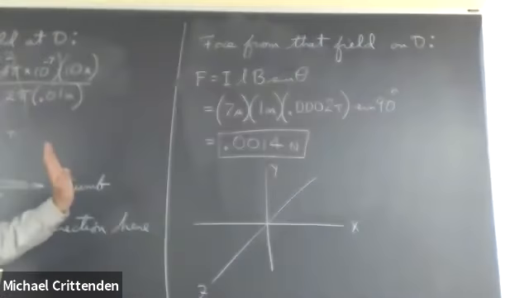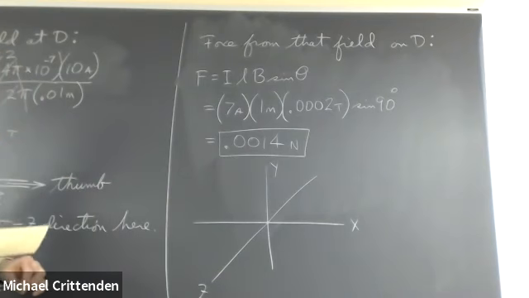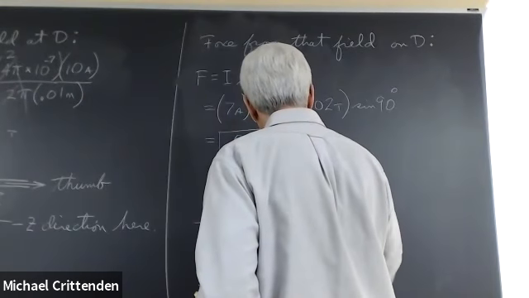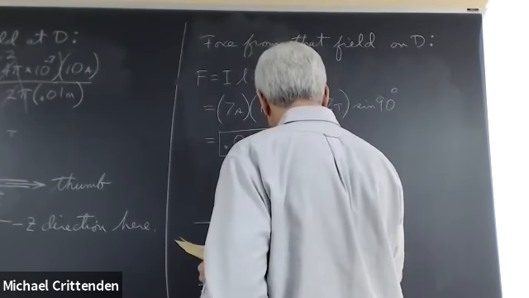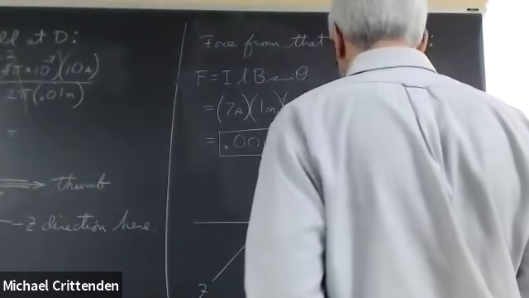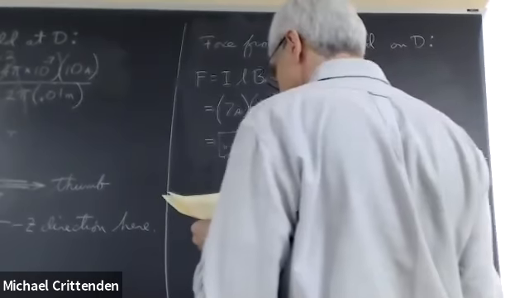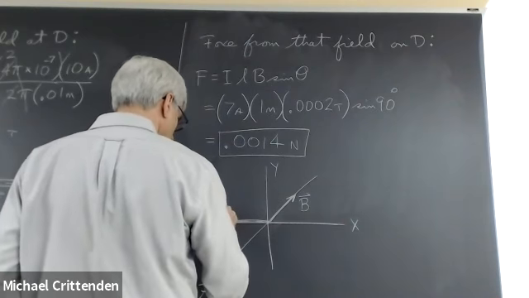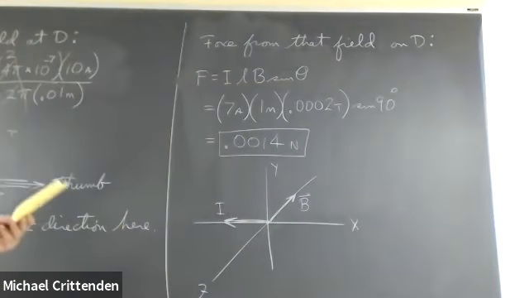So the blackboard is the XY plane. The Z-axis sticks out toward you. And I've determined that the magnetic field points in the negative Z direction, something like that. And the current is flowing along the x-axis toward the left, kind of like that.